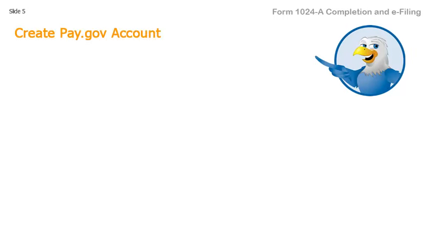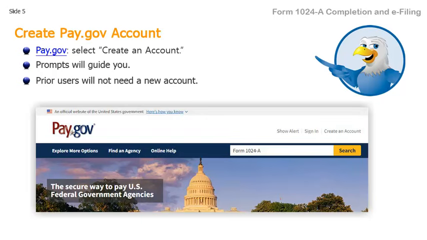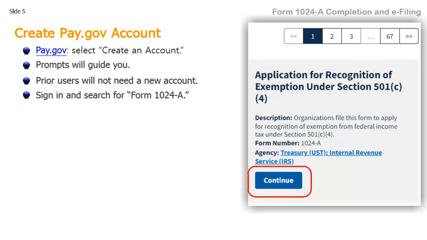If you don't already have an account at Pay.gov, go to the website and select Create an Account at the top right of the screen. The prompts will help you set up a new account. If you've used Pay.gov for other forms in the past, you don't need to create a new account to complete and submit Form 1024A. Next, sign into your Pay.gov account and use the search feature at the top right of the screen to search for Form 1024A. Select Continue under Form 1024A.